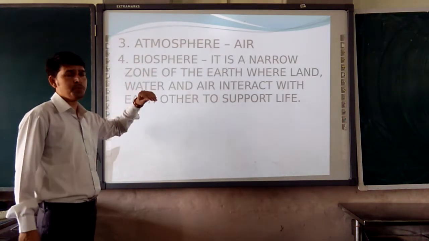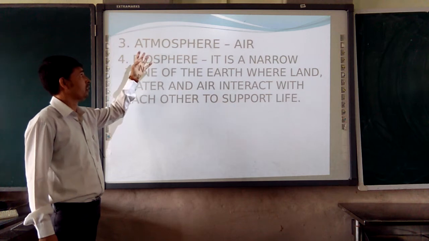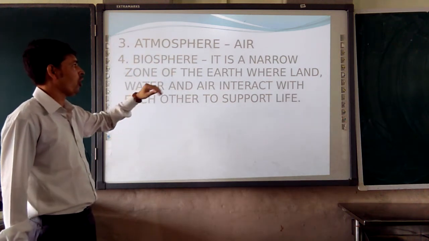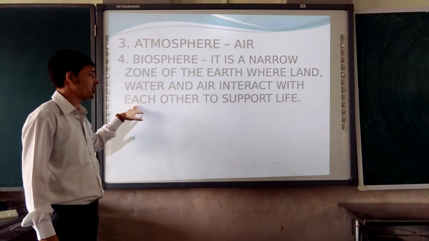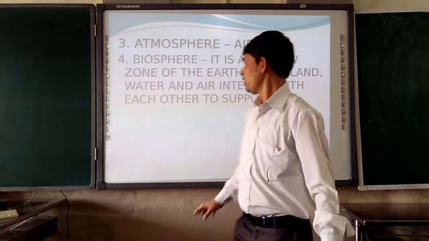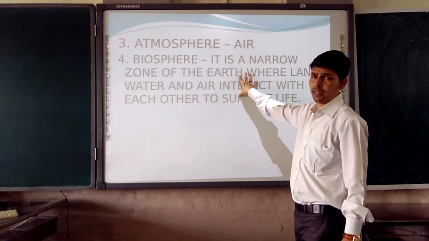The third is atmosphere, which is speaking about the sphere of air. Biosphere is a narrow zone of the earth where the land, water and air interact with each other to support the life system. In that, we are talking about the biosphere.